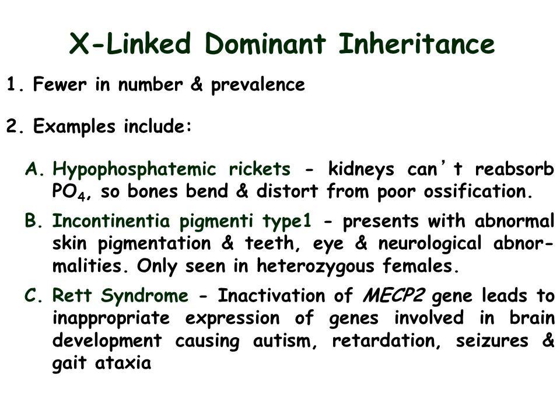Another X-linked dominant disease is incontinentia pigmenti type 1. So they've got abnormal skin pigmentation and teeth, obviously bladder problems, I think, and eye and neurological abnormalities, probably leading to the bladder problems, and it's only seen in heterozygous females. Rett syndrome is a situation where a particular gene, the MECP2 gene, is inappropriately expressed, and these people can have autism, retardation, seizures, and gait ataxia. So some of these can be quite nasty.